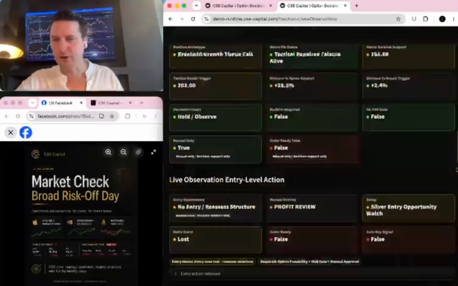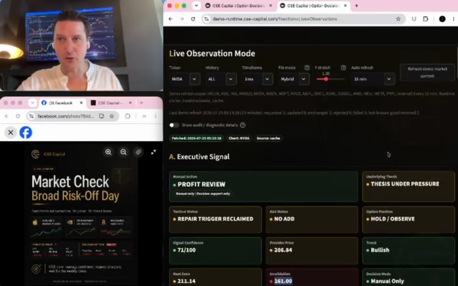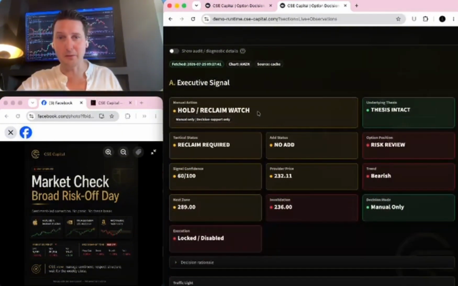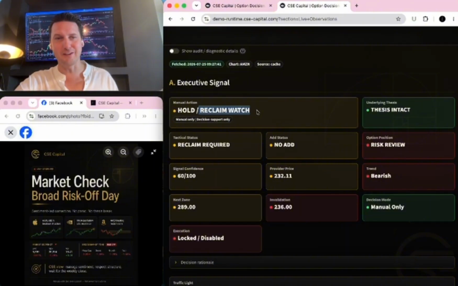All right, so then we also have Amazon. What's happening with Amazon? Hold your position, reclaim watch. So I didn't watch the Fibonacci chart yet, actually, after the closing yesterday. But apparently it's around the reclaim watch. The thesis is still intact. There is a reclaim required, so no adds.